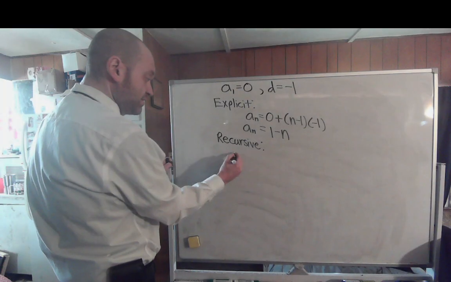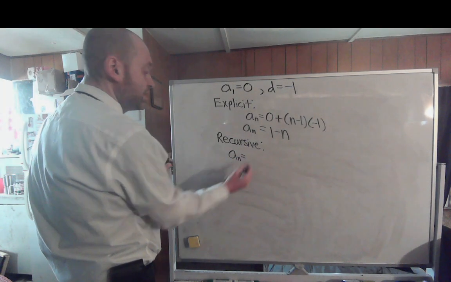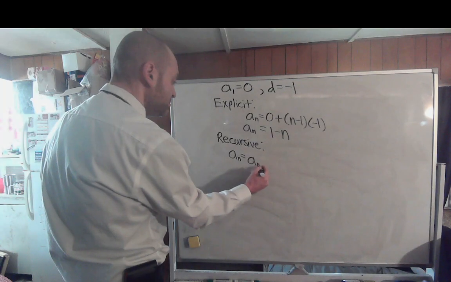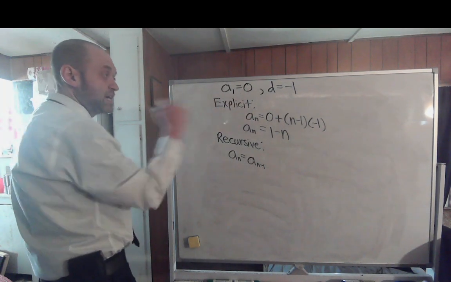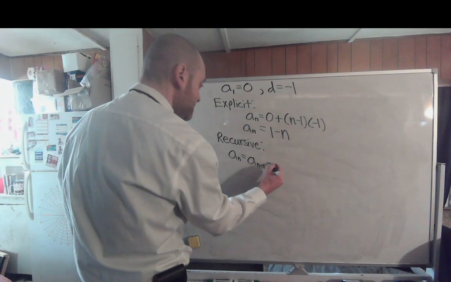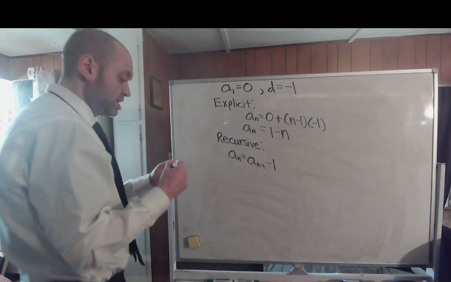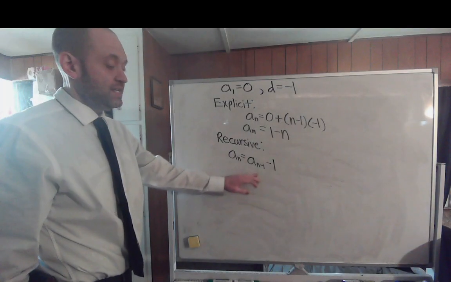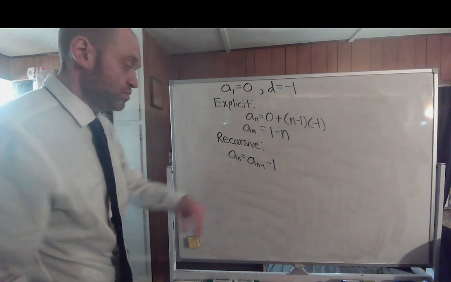The recursive, of course, will be a sub n equals a sub n minus 1, meaning your previous term, plus that common difference of negative 1, which in this case would be minus 1. So a sub n would equal a sub n minus 1, all that minus 1.